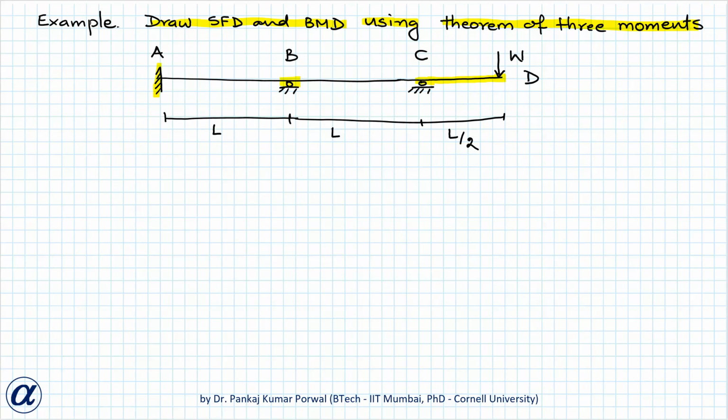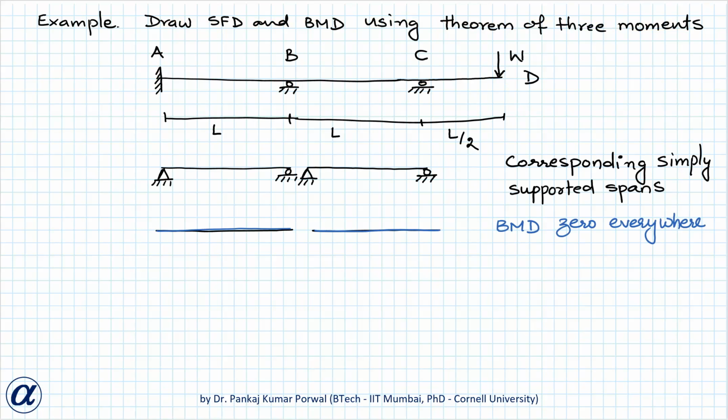Now the first thing that we need to do to solve questions using theorem of three moments is to draw corresponding simply supported spans for all the supported spans, and we will leave this overhang part in that as it is. So here I have the corresponding simply supported spans AB and BC, and as there is no load on spans AB and BC, there will be no loads on corresponding simply supported spans, and because of that the bending moment diagrams for both AB and BC will be 0 everywhere.